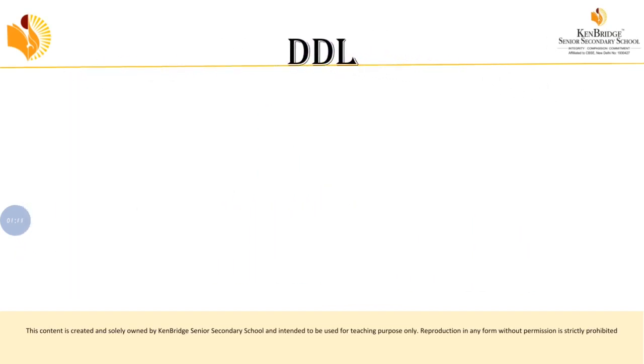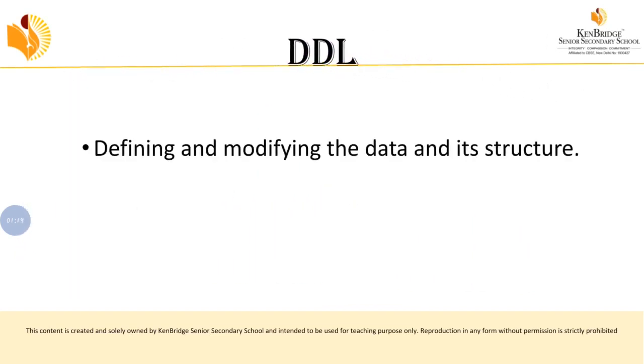Data definition language, that is called DDL. DDL is for defining and modifying the data and its structure. Using the DDL commands you can define and modify the data as well as its structure. Data means whatever values are entered into the table, and the whole structure you can change, define, and modify. So you can do these many operations using the commands in DDL.